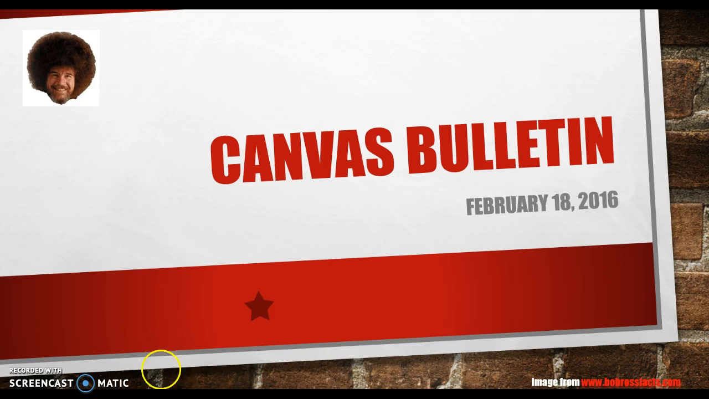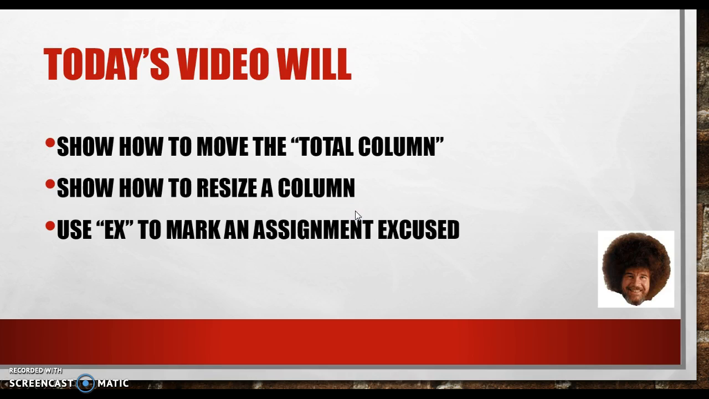And what I'd like to do in this video is simply focus on three small facts. First, how to move the total column in the gradebook. This will solve for the problem of not always knowing how an assignment affects a student's grade. Secondly, I'll show how to resize an assignment column. And third, simply how to use the EX code to mark an assignment excused for a student.